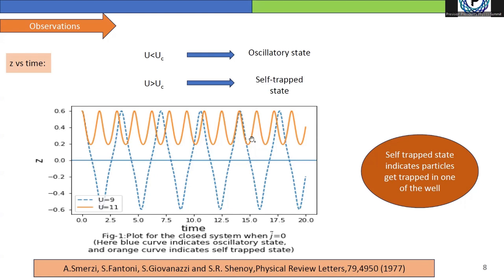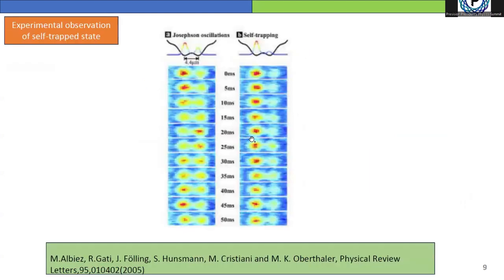Now, this was our known system which we studied, and it is a physical, experimental observation. When u is less than uc, you can see that the red color indicates particles on both sides. But when u is greater than uc, you can see that in one of the wells there are particles, but the other well is totally empty.